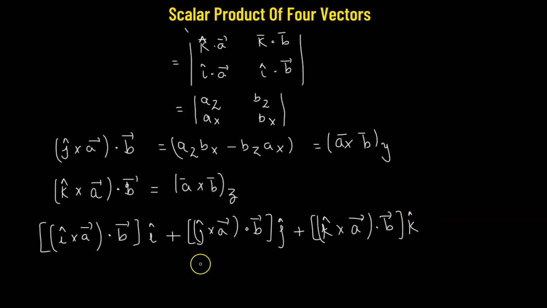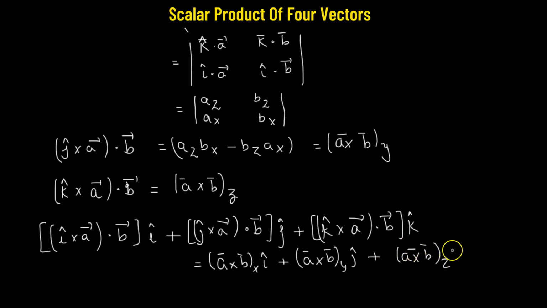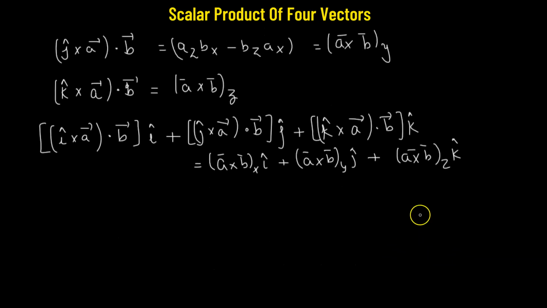So this will be equal to the X component of A cross B times I cap, plus the Y component of A cross B times J cap, plus the Z component of A cross B times K cap, and this is nothing but the vector A cross B. So that means we have successfully shown that the vector A cross B can also be expressed as the sum of these three vectors.